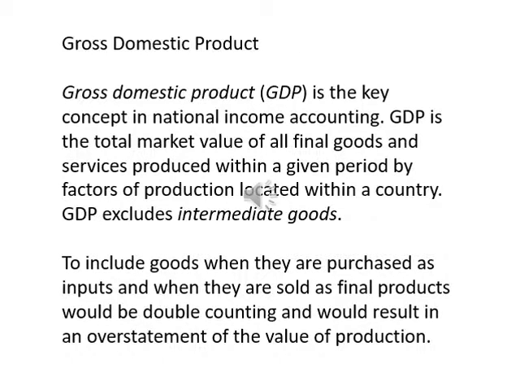Gross Domestic Product. Gross Domestic Product, GDP, is the key concept in national income accounting. GDP is the total market value of all final goods and services produced within a given period by factors of production located within a country. GDP excludes intermediate goods. To include goods when they are purchased as inputs and when they are sold as final products would be double counting and would result in an overstatement of the value of production.